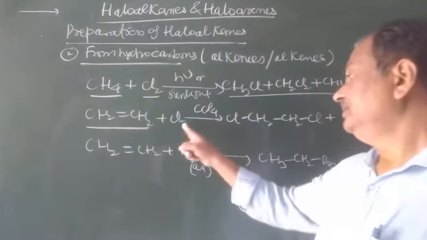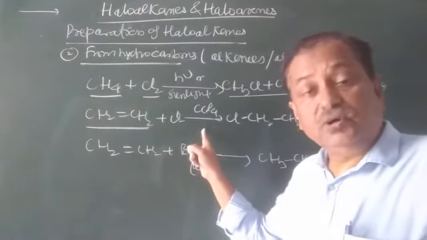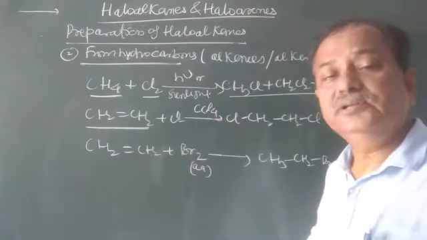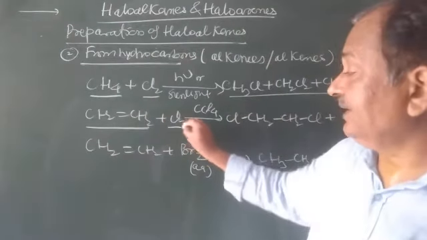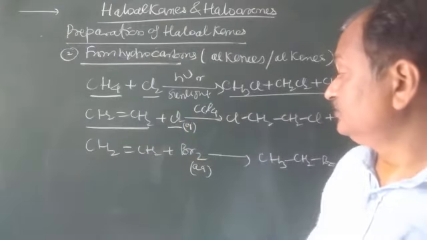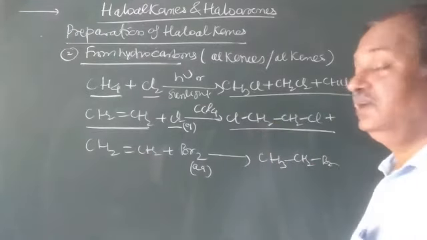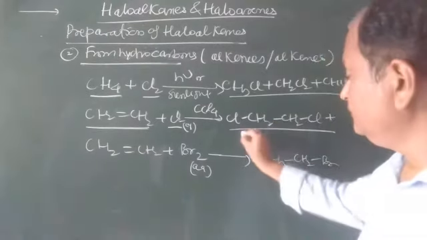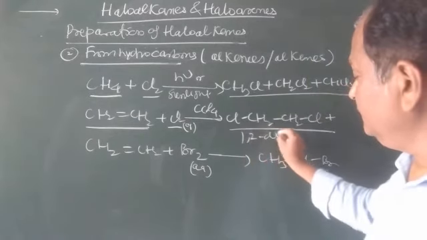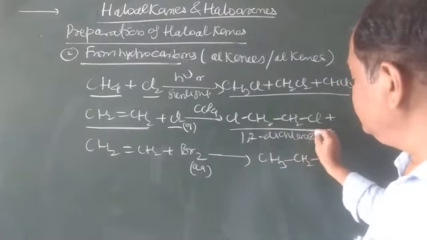Alkenes are soluble in organic solvents, like CCl4, a neutral solvent. So when chlorine gas is passed, there is formation of 1,2-dichloroethane. This is 1,2-dichloroethane.